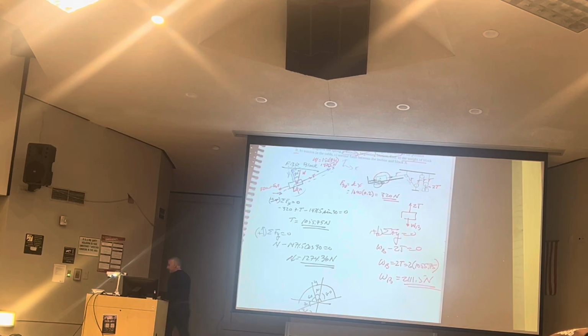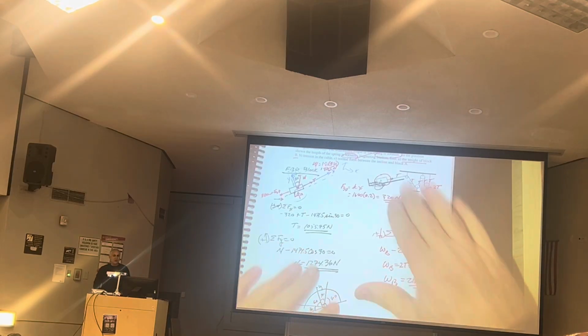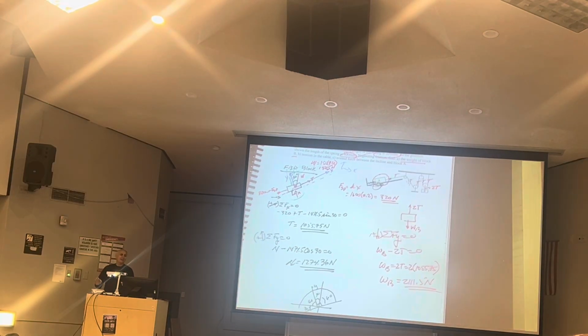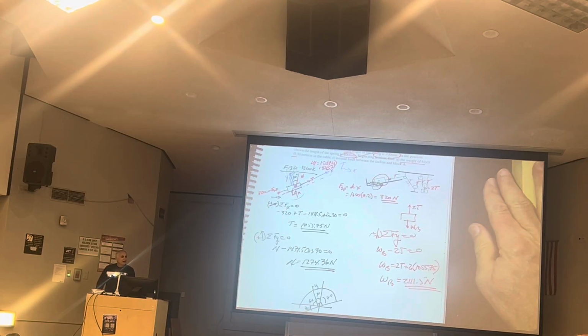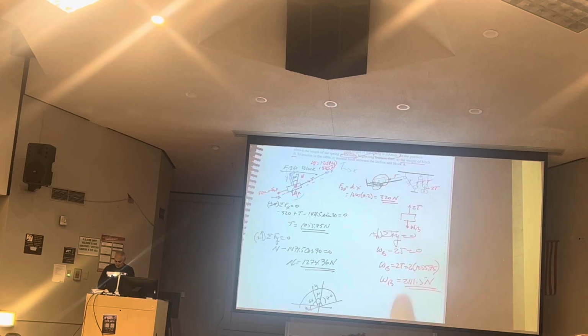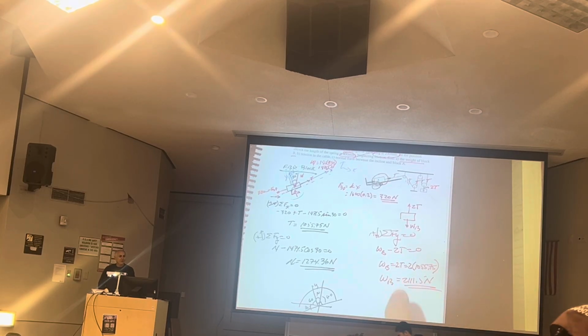Amazing. Any other questions on this before I move on? So we found the weight of the block using the tension in the cable. Yep. The weight of the block is A and the tension is B. I feel like that's the way to get to the block.